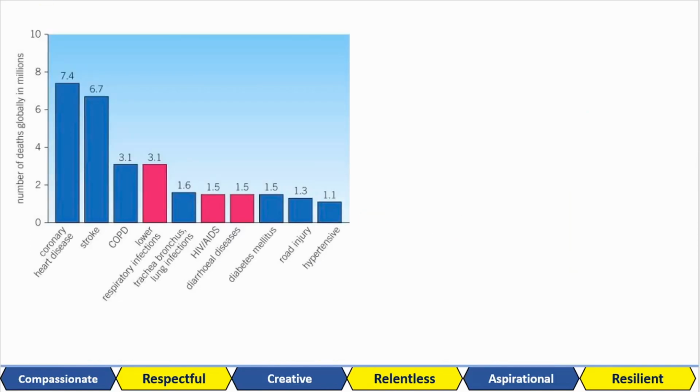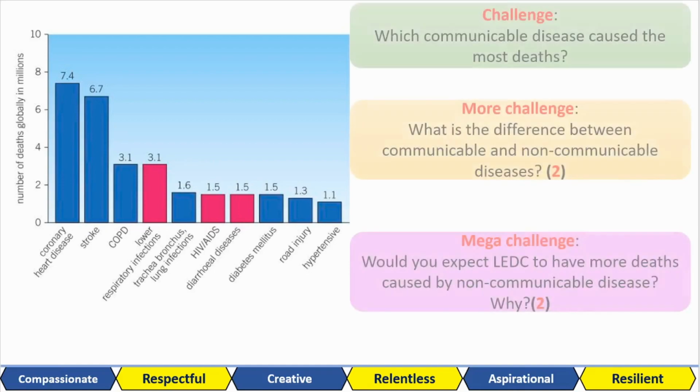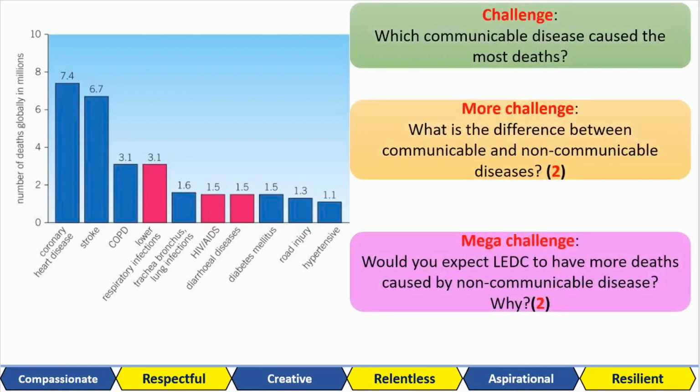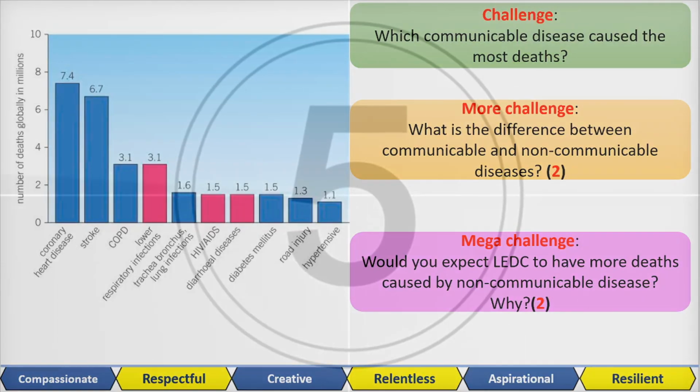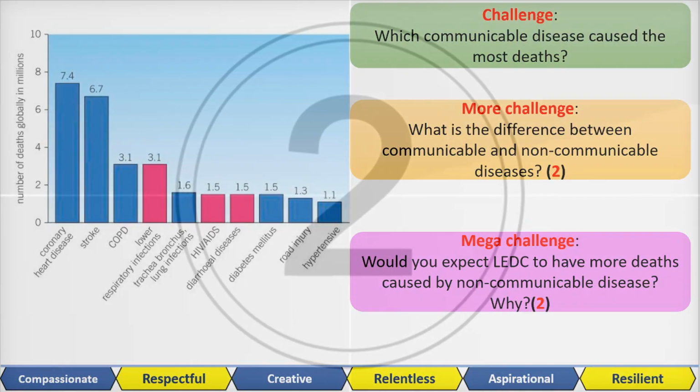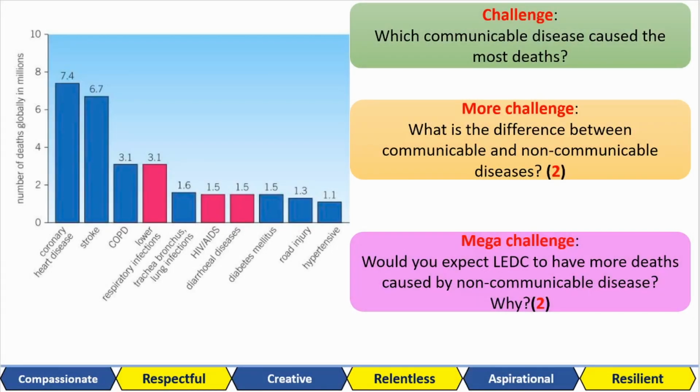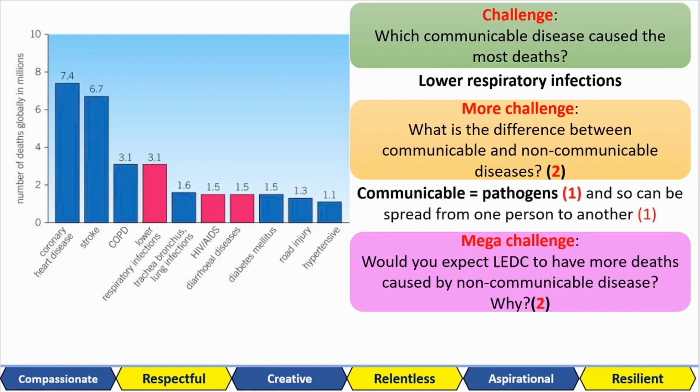Here I have a graph showing the global number of deaths in millions. See if you can work out these challenge questions. We see that communicable diseases are highlighted in red, and the highest by far is the lower respiratory infections. And if you remember from my video on communicable diseases, they are caused by pathogens, which means they can spread from person to person.